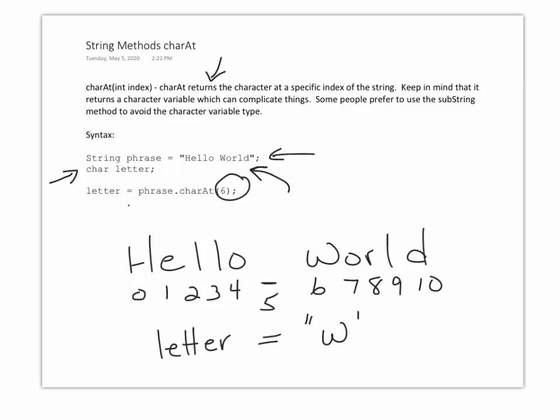And I should note that this is not going to be a double quotation. It's going to be a single quotation, because that's what characters look like. Characters are always in single quotes. So in the end, using the charAt command, we return the character at a specific index, and in this case it returns the capital W because we've looked at the sixth index.